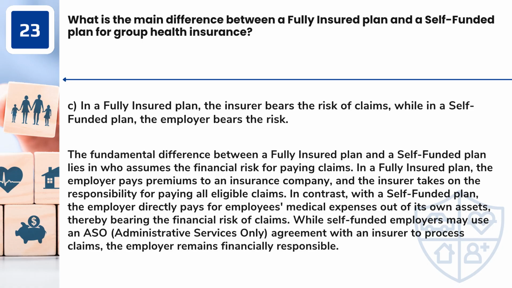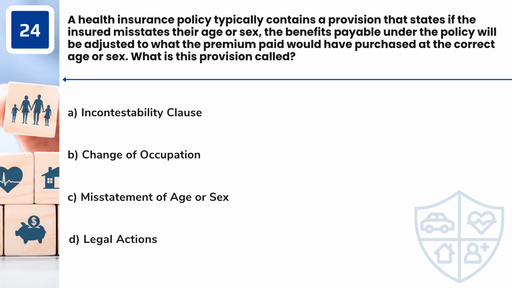financially responsible. Question 24. A health insurance policy typically contains a provision that states if the insured misstates their age or sex, the benefits payable under the policy will be adjusted to what the premium paid would have purchased at the correct age or sex. What is this provision called? A. Incontestability clause. B. Change of occupation. C. Misstatement of age or sex. D. Legal actions.